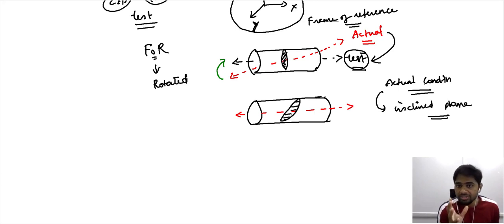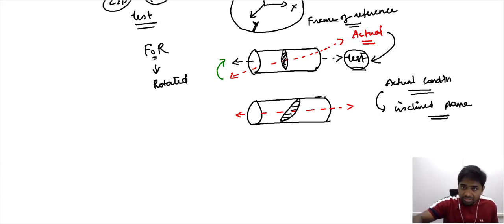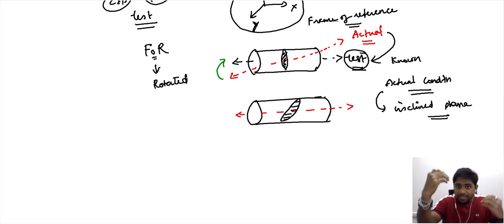The actual loading condition we have considered as an inclined loading condition. So in order to describe this inclined loading condition, we need a frame of reference, and while rotating the frame of reference, we were able to realign the actual loading condition to the test condition. The reason we want to do this is because the test condition is already known, and it will be rather easy for us to express the unknown in terms of the known, and therefore we are realigning the actual loading direction to that of the test loading direction.